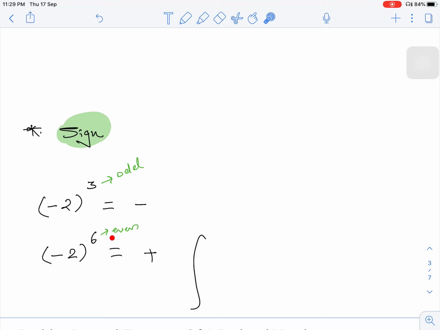So 6 is an even number. So whenever the power of a negative number is even, our answer is always positive. Okay, just remember this rule. When the power of a negative number is odd, our answer is negative. And when the power of a negative number is even, our answer is positive.